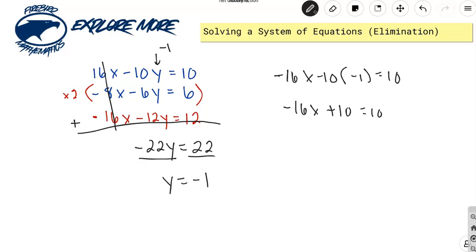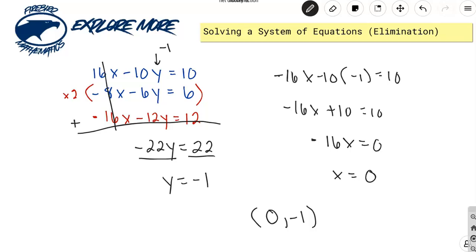Subtract 10 from both sides. So this would give us negative 16x equals 0. And then divide by negative 16 and we get x equals 0. So the solution to this one would be the point (0, -1).